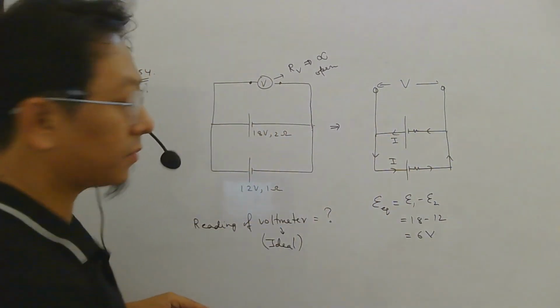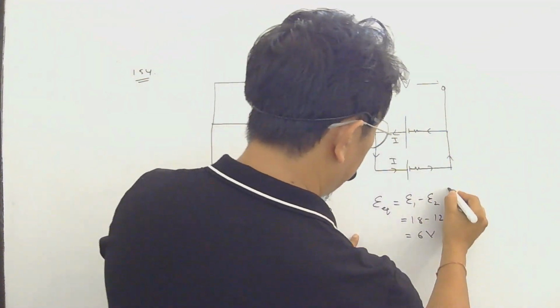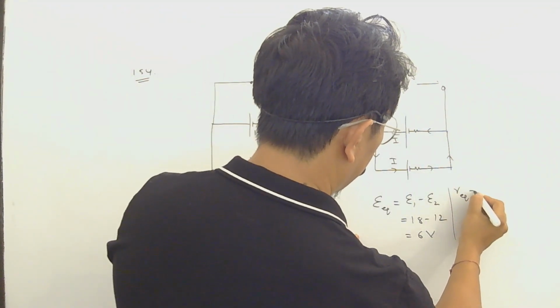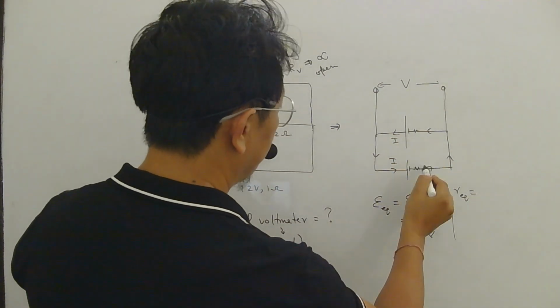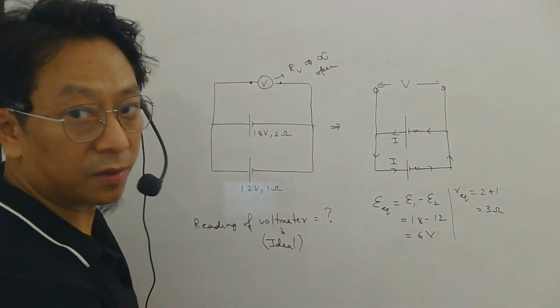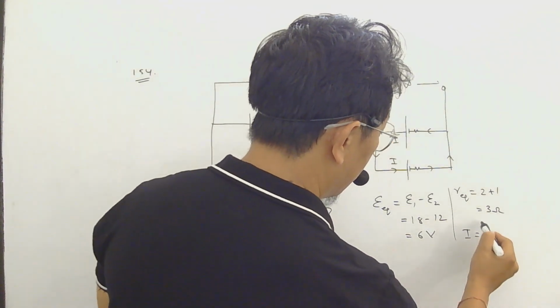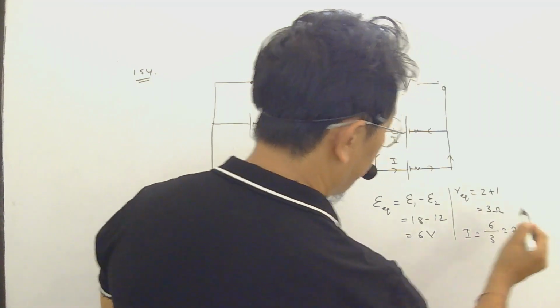Now, what will be the total resistance of this circuit? Remember, there is no external resistance mentioned. So this is 2 ohm, this is 1 ohm. So the resistance is 3 ohm. So what will be the current now? Total EMF is 6, total resistance is 3, so 2 ampere.